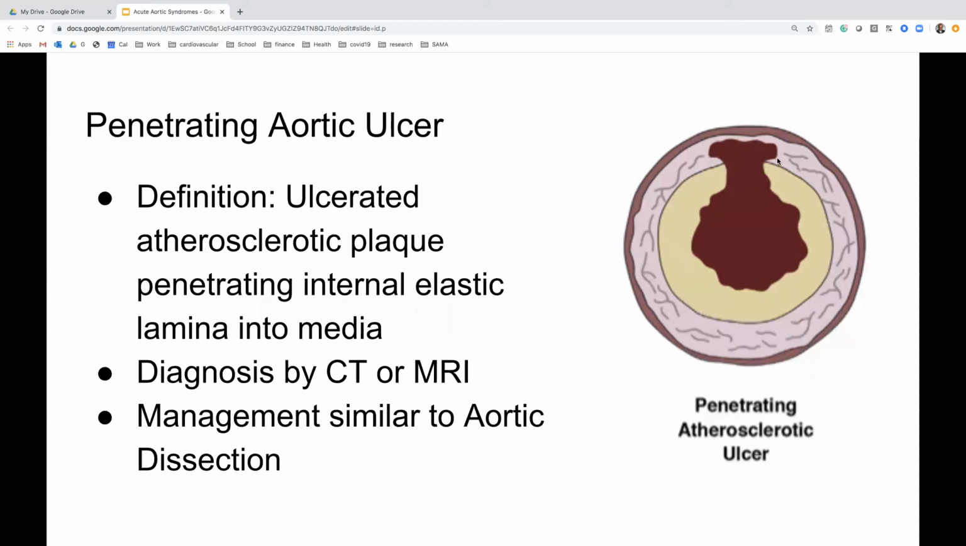Penetrating aortic ulcer is when you have a plaque, and the plaque has penetrated into and disrupted the internal elastic lamina. As we know, the aorta has three layers: the intima, the media, and the adventitia. The plaque is located in the intima, and then you have ulceration into the media and development of some thrombosis, like you'd see in a coronary vessel. Again, this is diagnosed by CT and MRI, and you treat it in a similar way to aortic dissection.